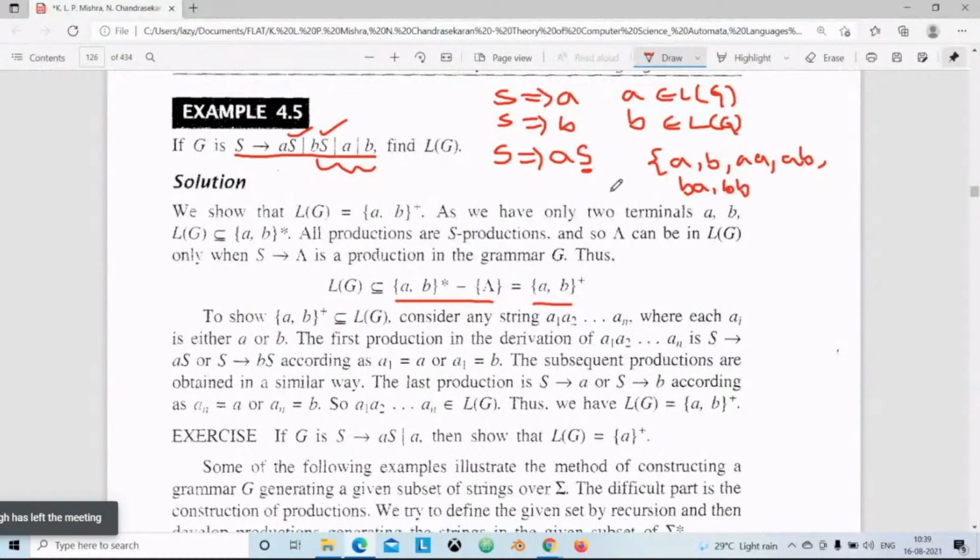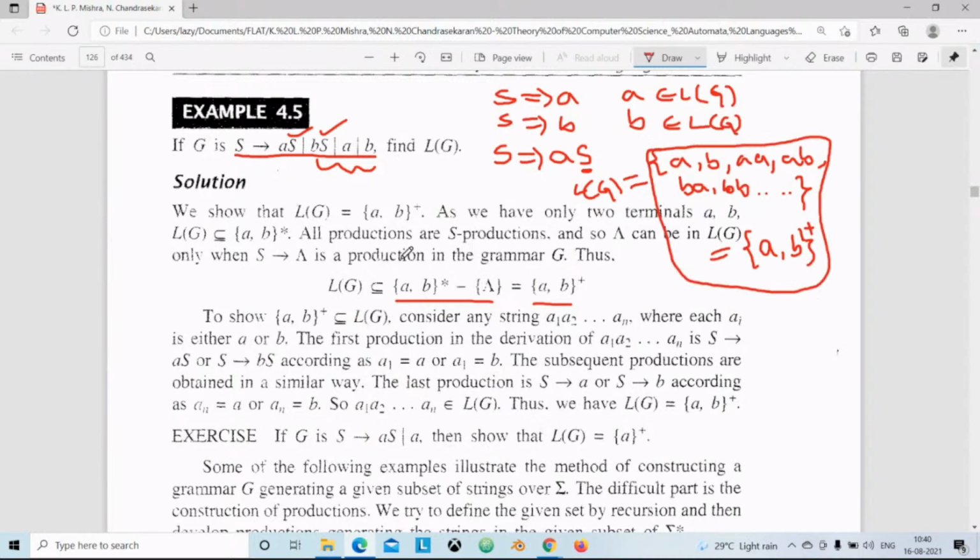Furthermore, we can repeatedly apply this production and generate basically any combination of a and b. But here we cannot generate empty. Empty is not part of the set L of G. So what we are saying is that this entire thing can be represented like this: {a, b} whole plus. This is the same as this. There's no difference.